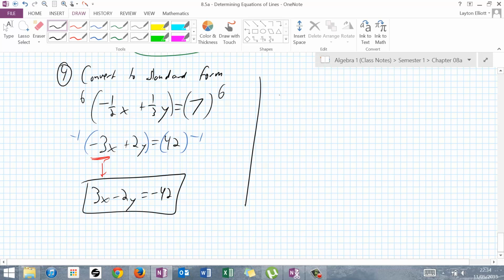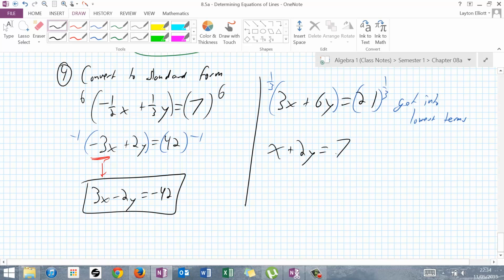Here's another example. 3x plus 6y is equal to 21. That is almost in standard form, except I have to get it into lowest terms. And this is not in lowest terms because I have 3, 6, and 21. And I could multiply the left side and the right side by a 1/3 and make that 1x plus 2y is equal to 7, or just divide both sides by 3. And that's a better standard form. We're done.